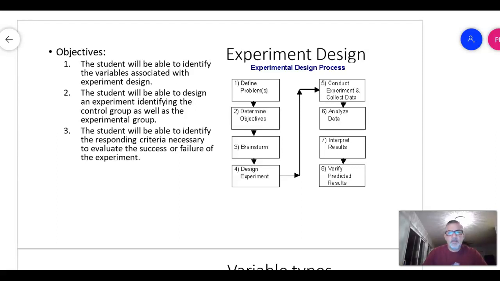All right, so we're going to talk a little bit about experimental design. So it's just essentially the scientific method. You've been over it a lot of times, but it's part of our curriculum, so we'll go back through it. So remember, it always starts with an observation, right?